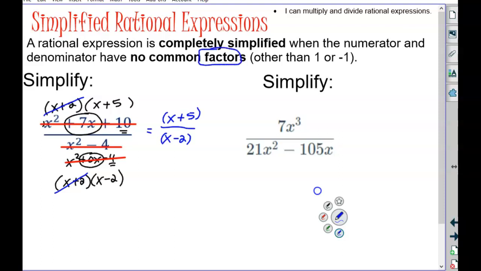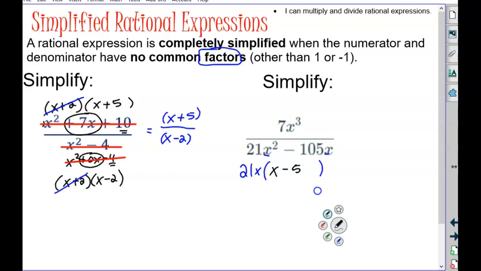We were looking for common factors, so I need to reduce the bottom. Well, I'm thinking here, what goes into 21x squared minus 105x? We're going to pull out the largest common factor here. So here's a hint: 21 times 5 is 105. I'm going to pull out a 21, and then notice how each term has at least one x. So I'll pull a 21x out, and what's left over is x minus 5.